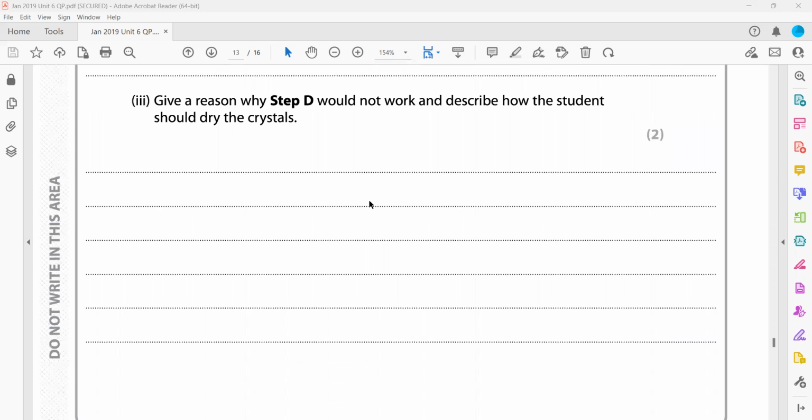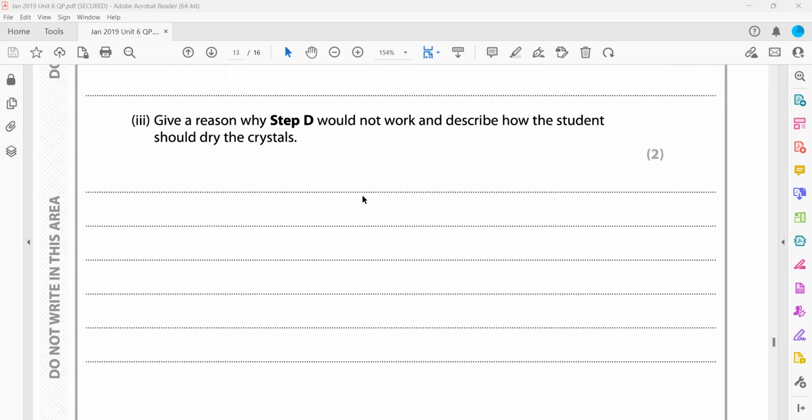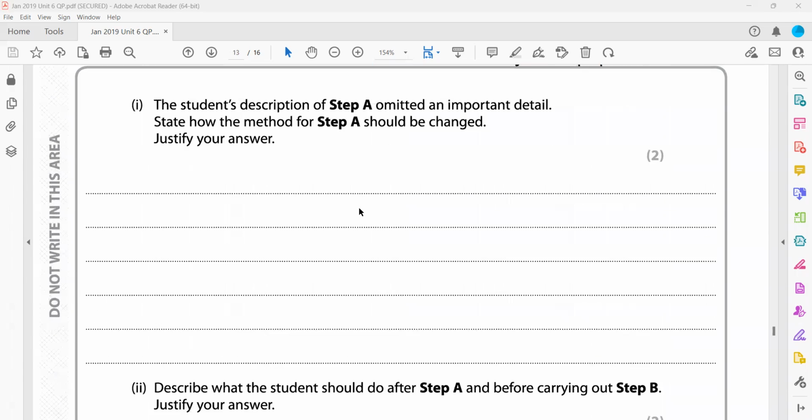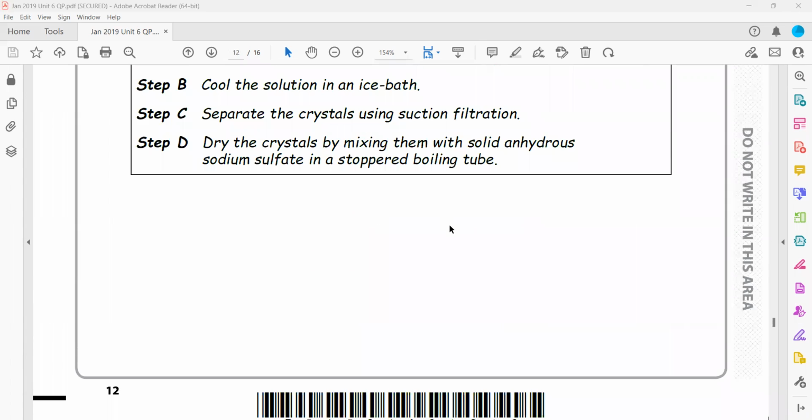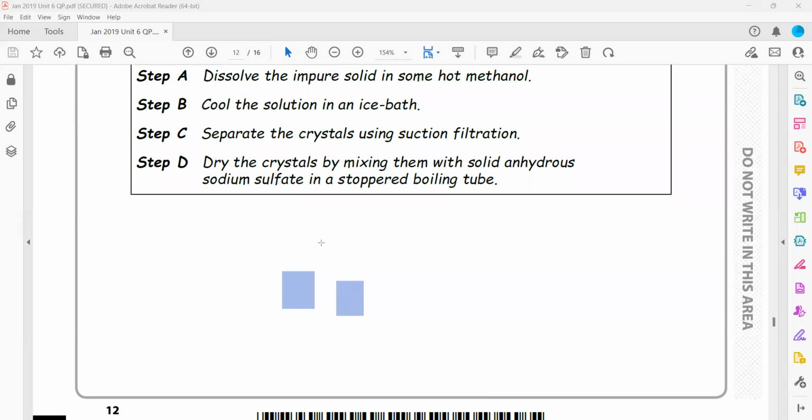Give two reasons why step D would not work and describe how students should dry the crystals. So the thing is why step D does not work, because it's not forming water vapors. Sodium sulfate, these are drying agents, and drying agents are usually used to separate the moisture. If I have a solid here and I use anhydrous sodium sulfate, both are solid, it won't react easily. It won't take up the moisture directly.